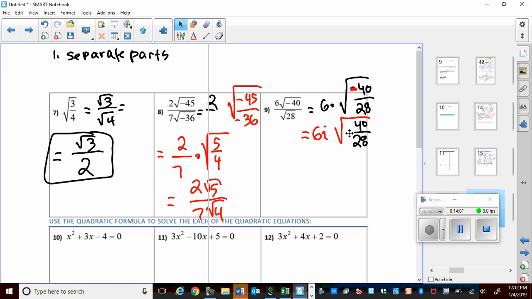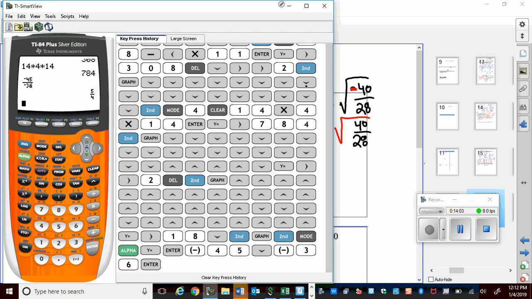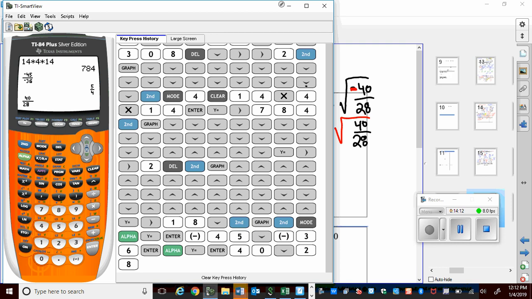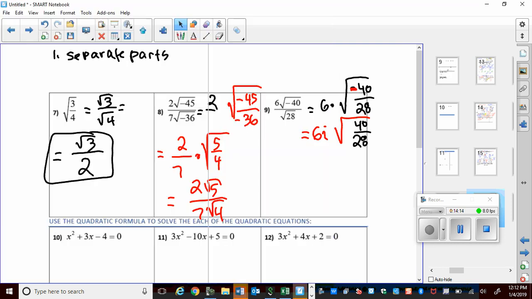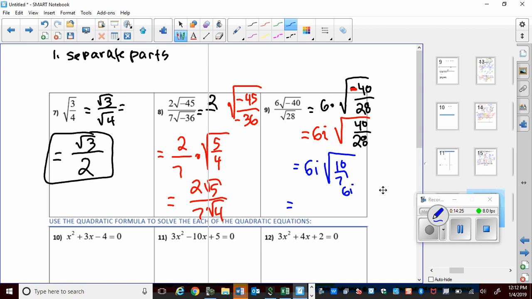And I'm going to go to my graphing calculator, see if it reduces. So alpha y equals, enter 40 over 28. Get 10 over 7. Can't reduce it any further, so I have 6i square root of 10 over 7. You could also write 6i square root of 10 divided by square root of 7. But preferably, this looks the best.